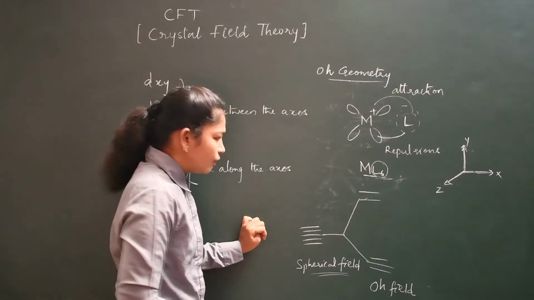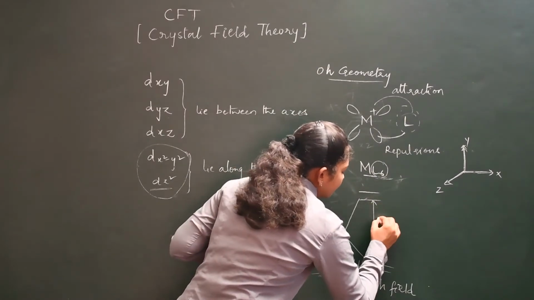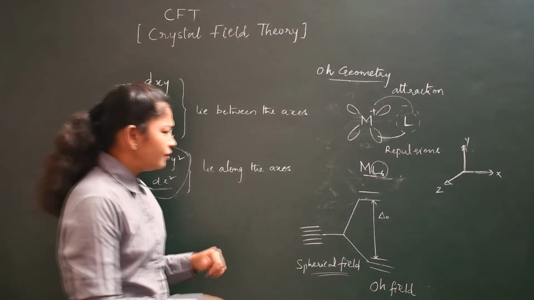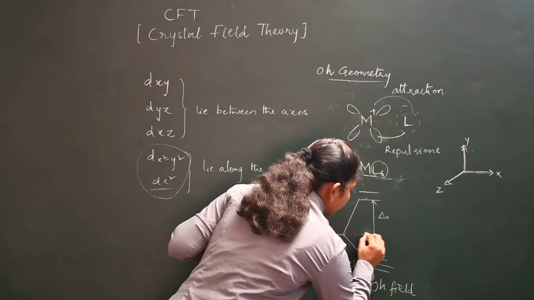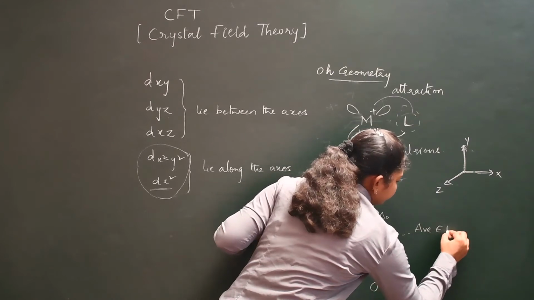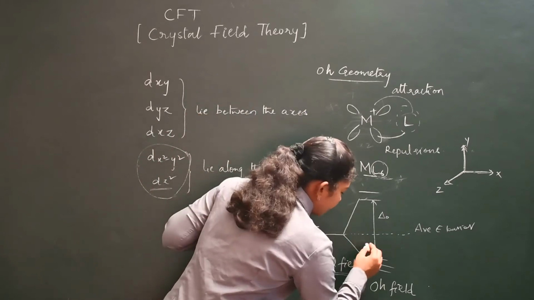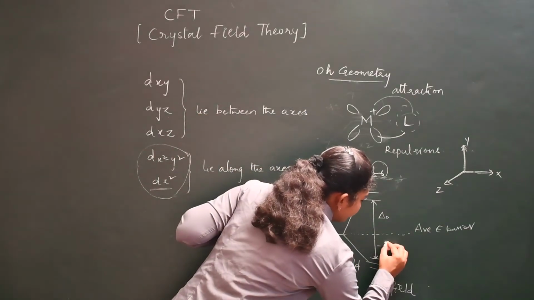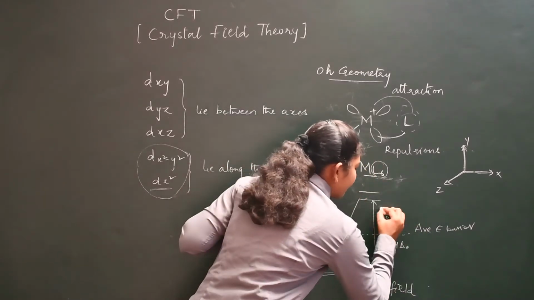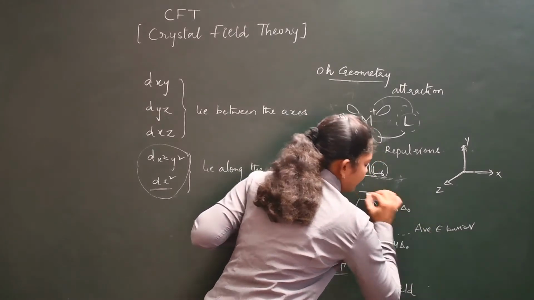Whatever this energy is, we call it the splitting energy. This is what we call the splitting energy in octahedral field. How does this splitting happen actually? Okay, this is the average energy barrier. Then how it happens is, the value will be here minus 0.4 delta naught, and here we will have plus 0.6 delta naught.